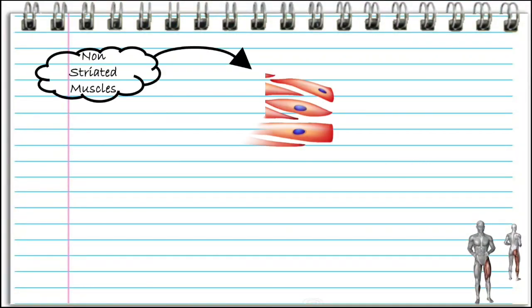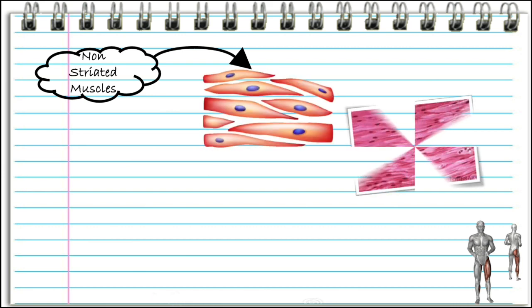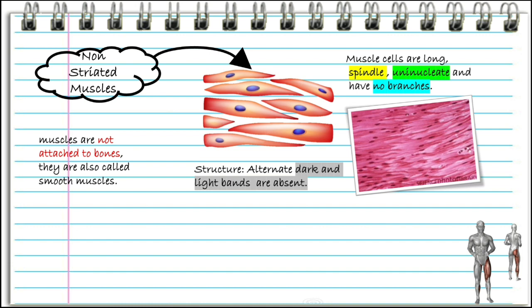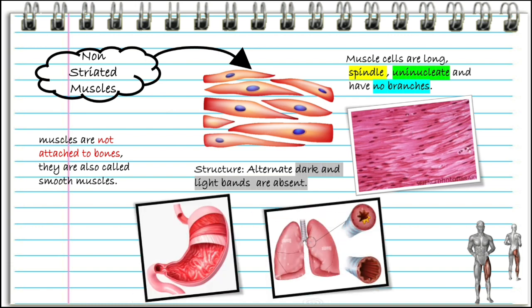Now let's see the next type of muscles, non-striated muscles. What type of shape do these non-striated muscles have? These muscles have spindle shape. Spindle shape means narrow towards the end and broad in the middle. They are uninucleated, and they also don't have any branch. Do these muscles have alternate light and dark bands? No, they don't. That's why we call them non-striated muscles. So where are these muscles present? If they are not attached to our bones, then where are they present? These muscles are also known as smooth muscles, and they are present in our involuntary organs. They are also called involuntary muscles, as we don't have any control over these organs. They are directly controlled by our body.